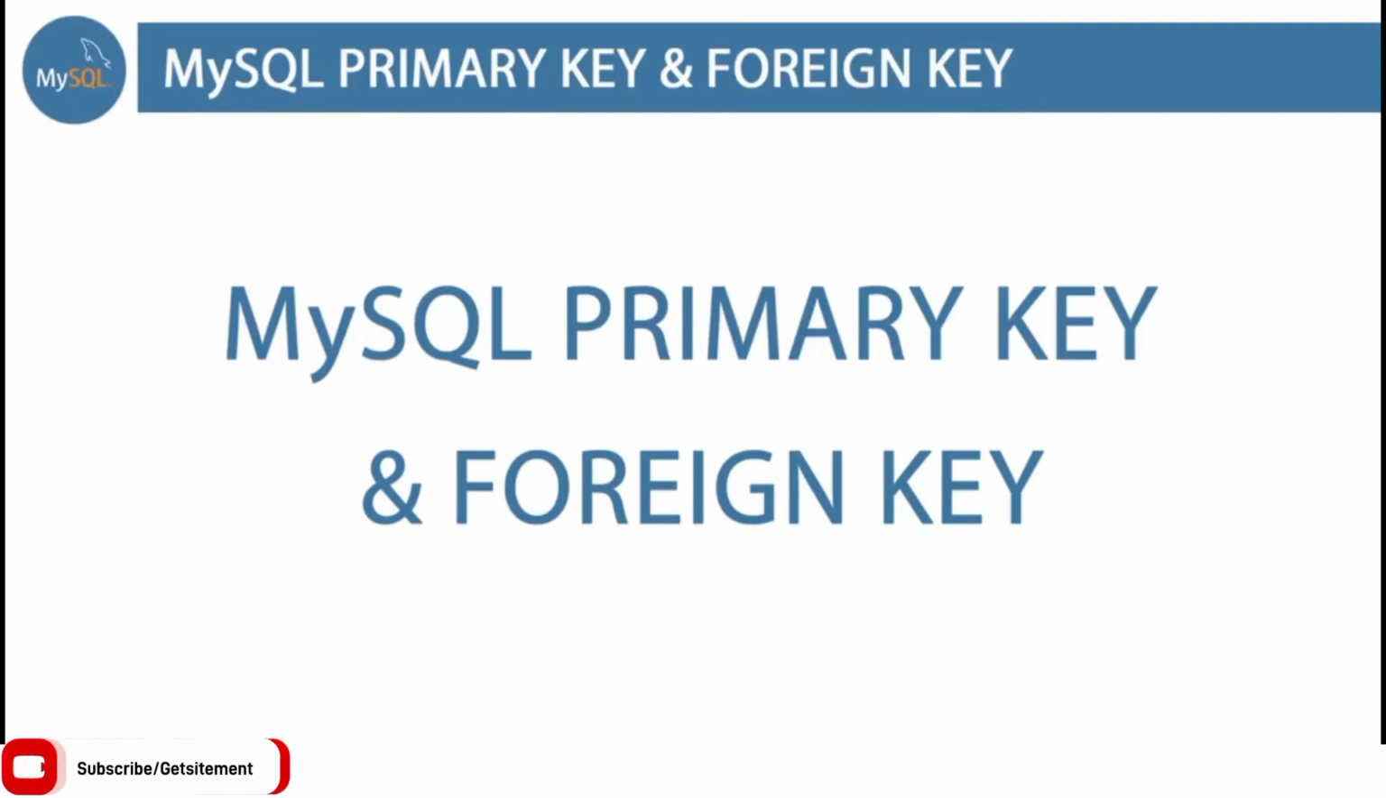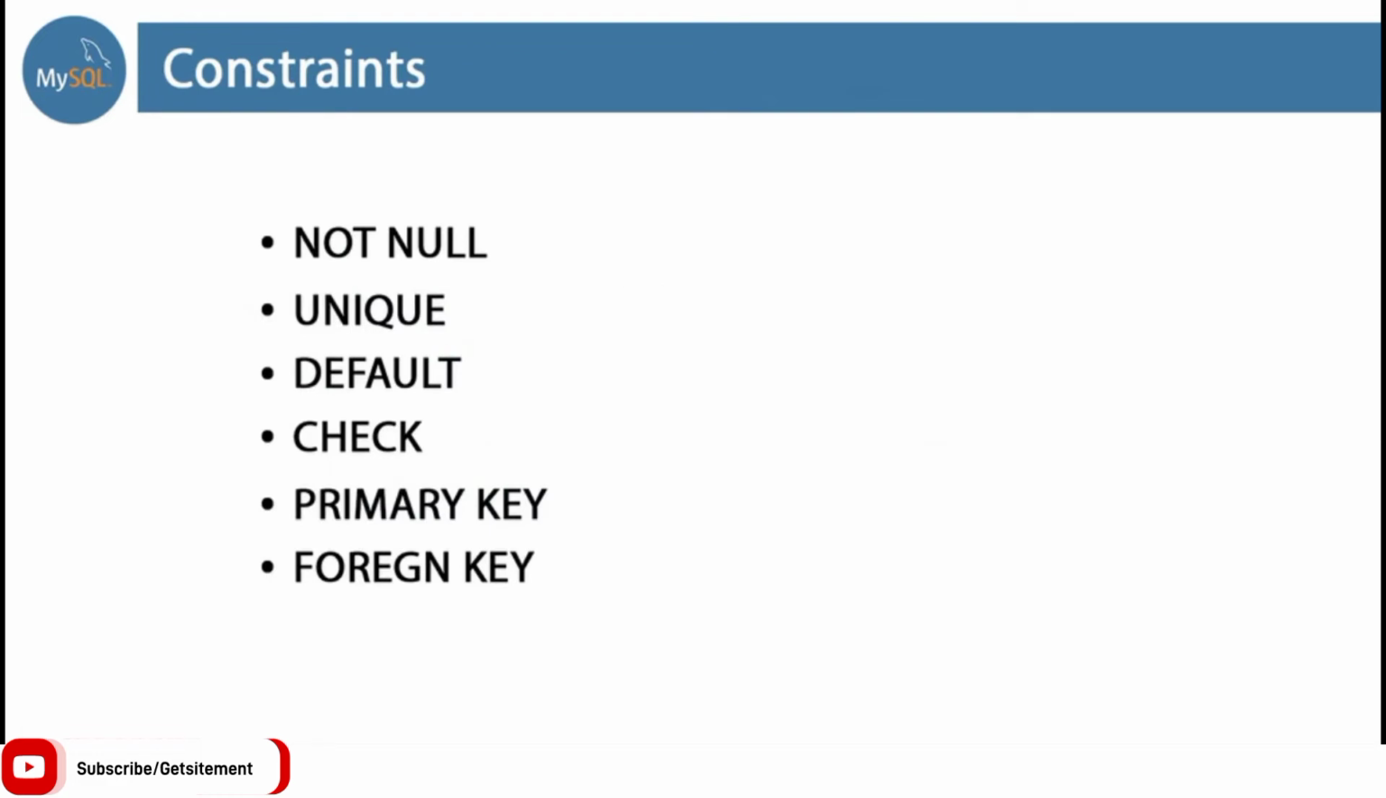In this tutorial, we are going to learn two constraints, primary key and foreign key. Here you can see a list of MySQL constraints, and we completed four constraints in our previous videos. And in this video, we are going to cover primary key and foreign key.